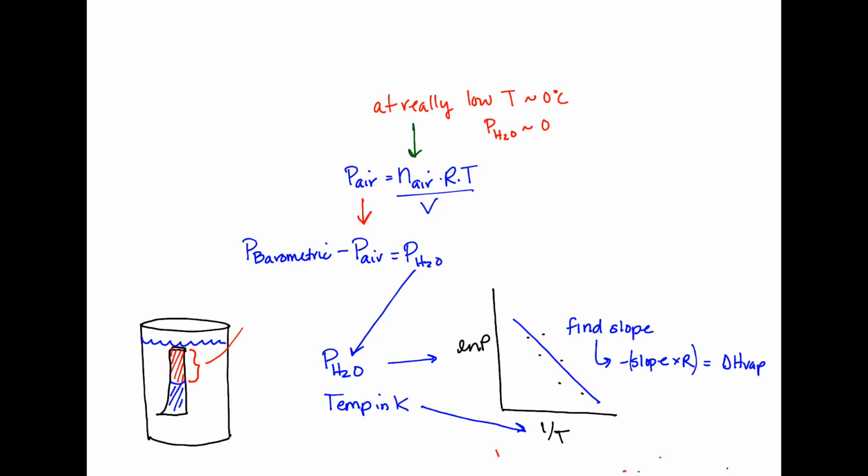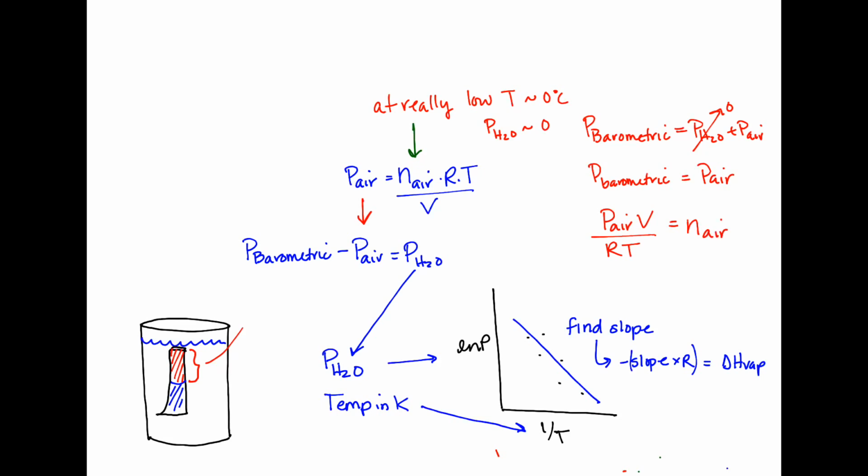And when that's true, the barometric pressure, or the room pressure, which is normally the vapor pressure of water plus the vapor pressure of air, this one goes to 0 at that low temperature. And so the barometric pressure is equal to the pressure of just the air. We can then use that pressure of air, measure the volume, divide by R and T, and we can find the moles of air.